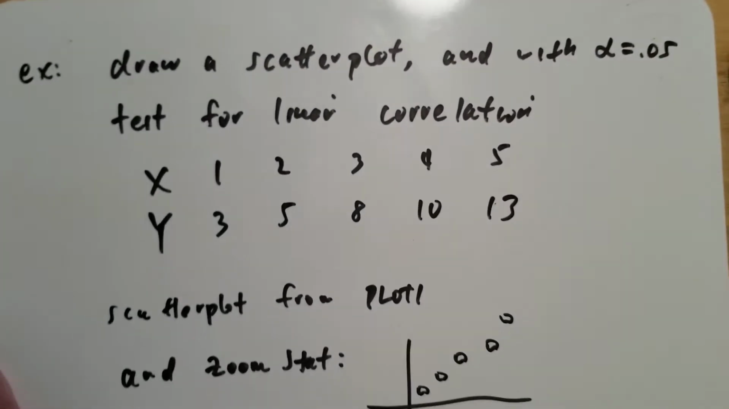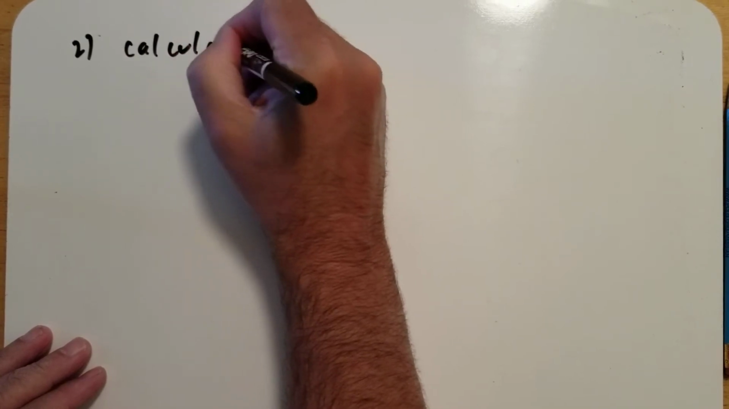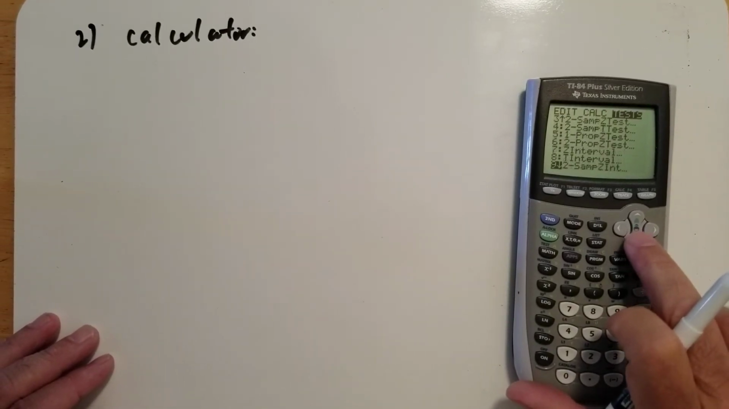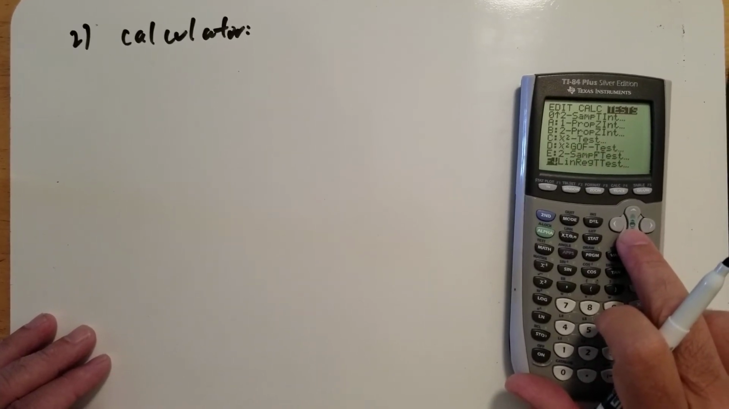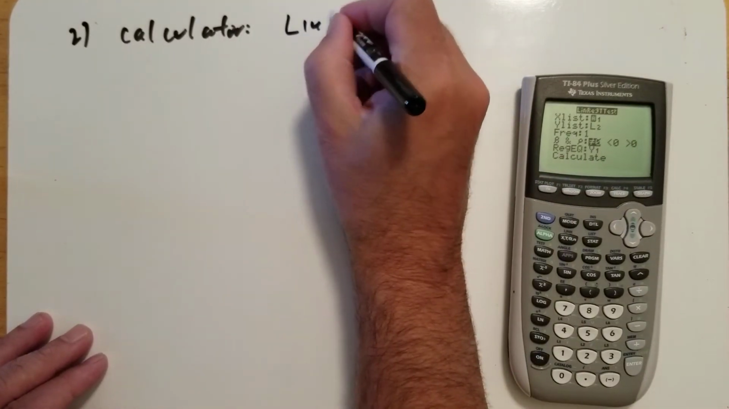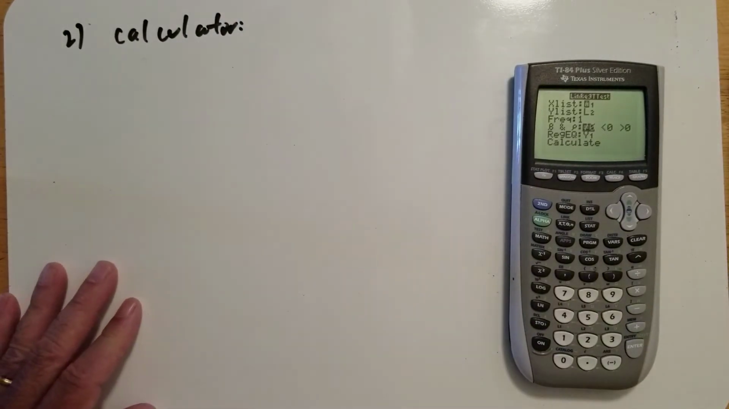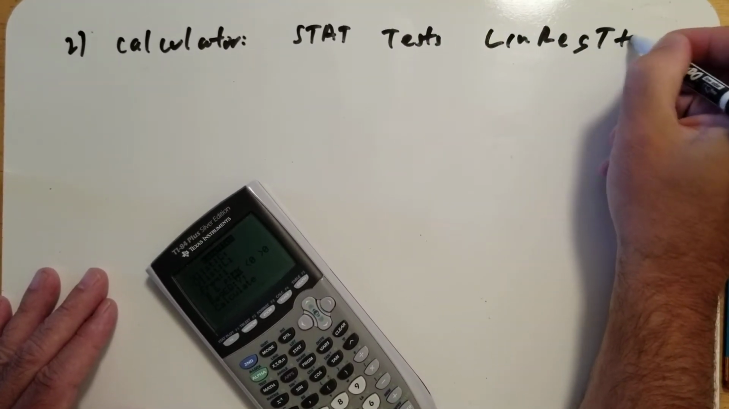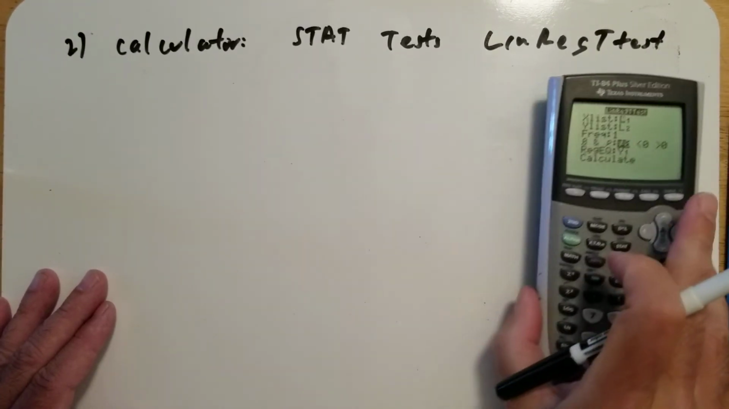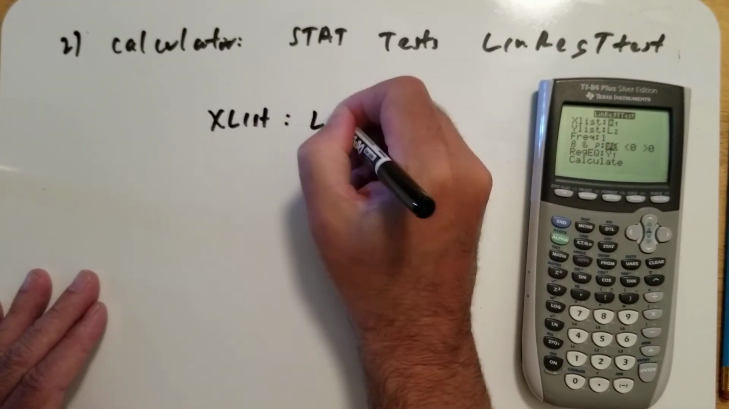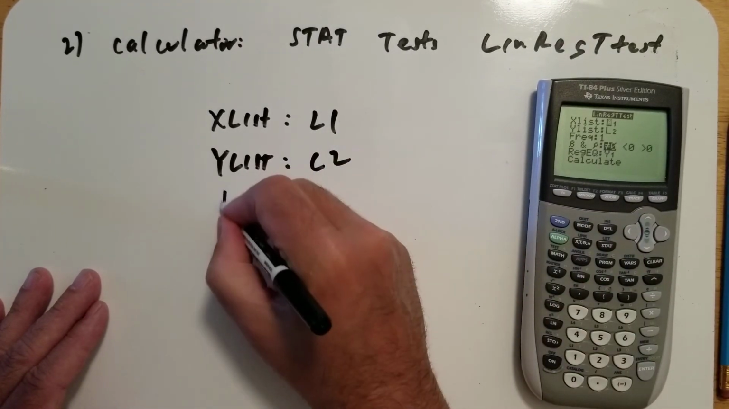On the calculator, so that was step one, the setup. Step two, on the calculator, I'm going to stat tests and arrowing down to LinRegTTest, which is down near the bottom here. There it is, LinRegTTest. You want the X list to be L1, and the Y list to be L2. Frequency is 1.